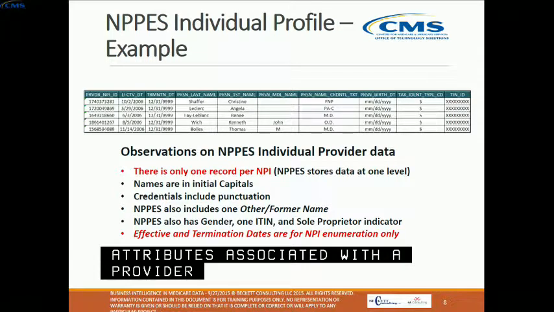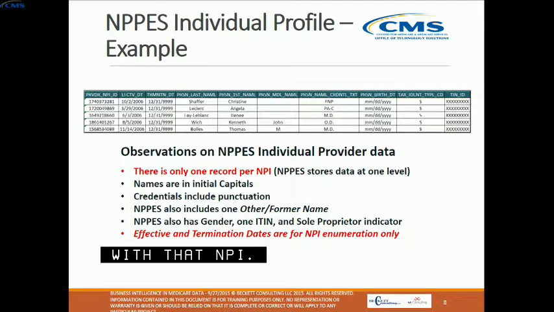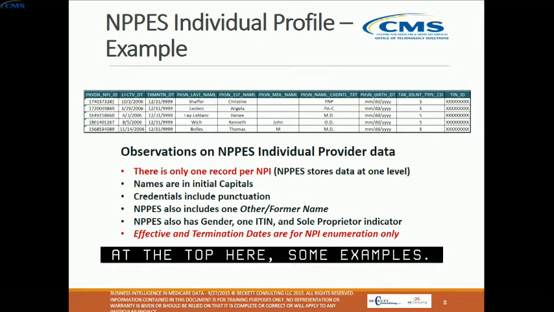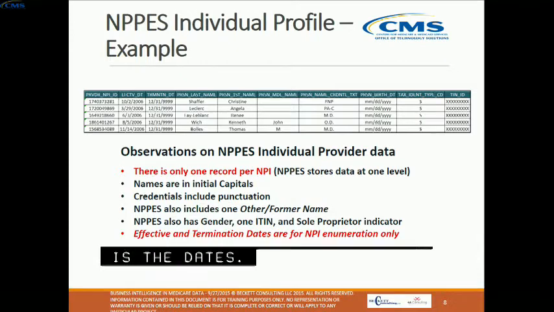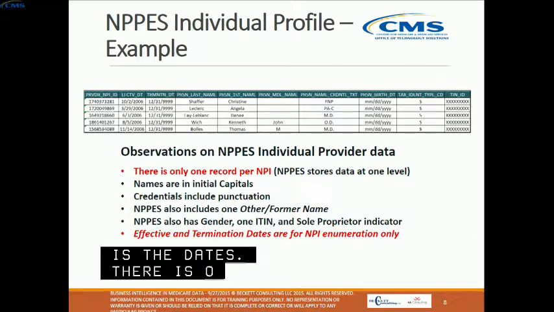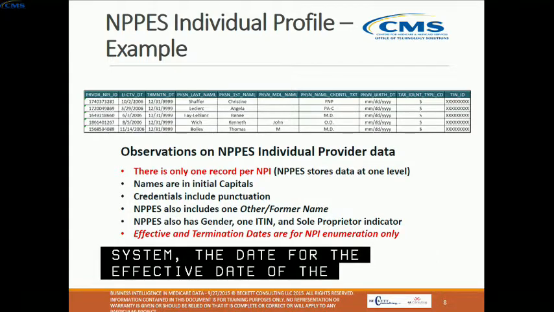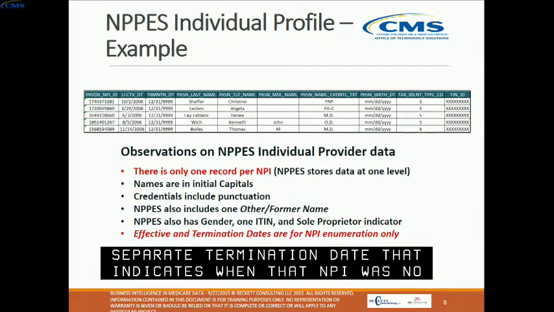So at the top here are some examples. One of the key aspects of NPES is the dates. There's only two dates in the NPES system. There's a date for the effective date of the NPI, which is the date the NPI was assigned. And there's a separate termination date that indicates when that NPI was no longer effective. There are no other dates in the NPES data.